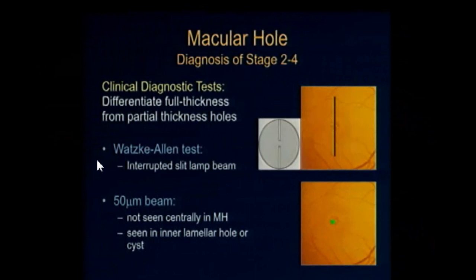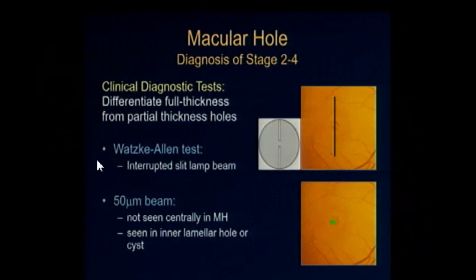If you want to play a little bit with the patient, you can put a very, very thin slit lamp beam through the hole and ask the patient if they see the line as continuous or not. If the patient says no, there's an interruption in the center, this is what we call a Watzke-Allen sign, which tells you that there is a full thickness hole. Now, in a lamellar hole, the Watzke-Allen sign will be negative.